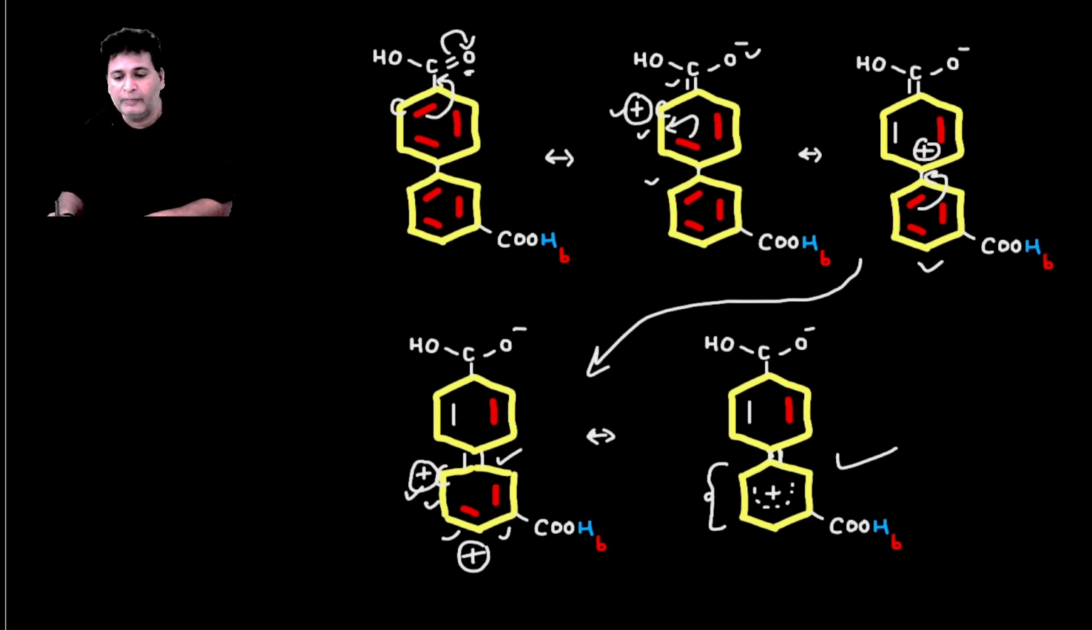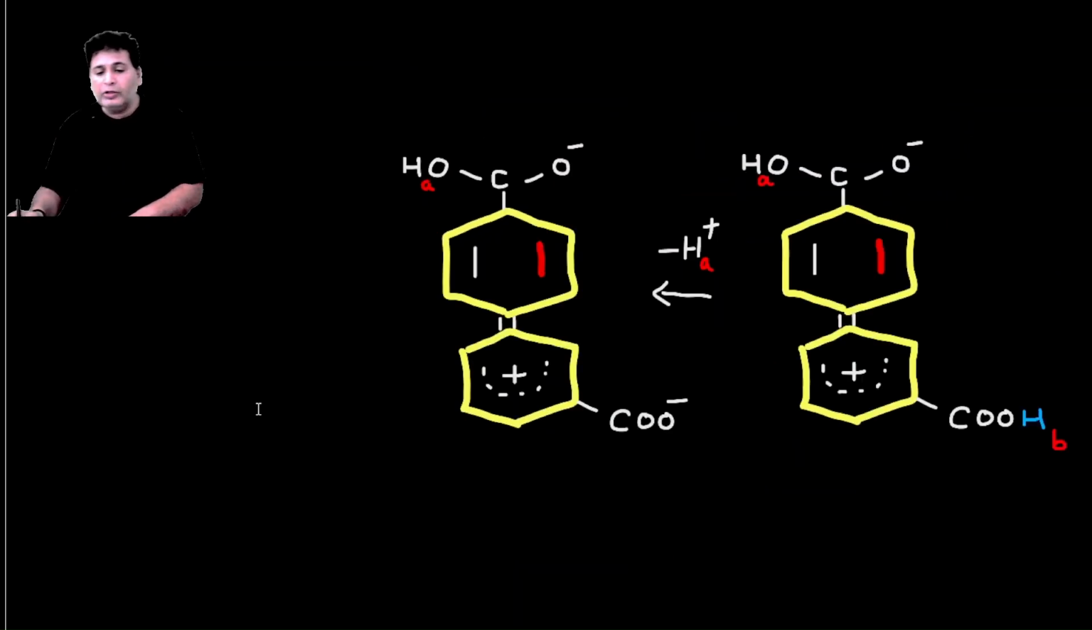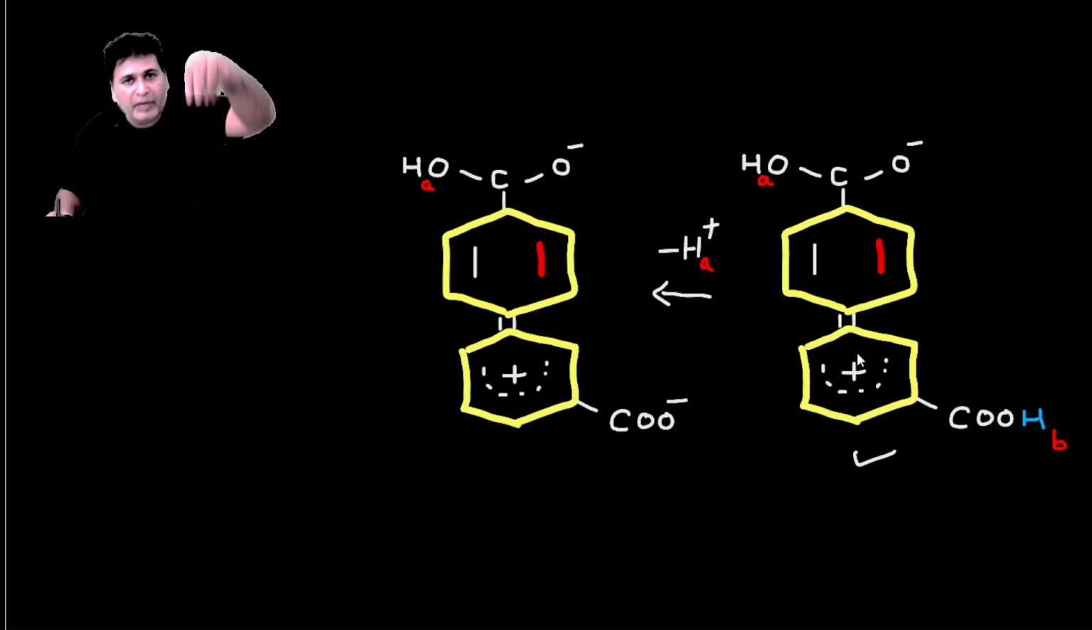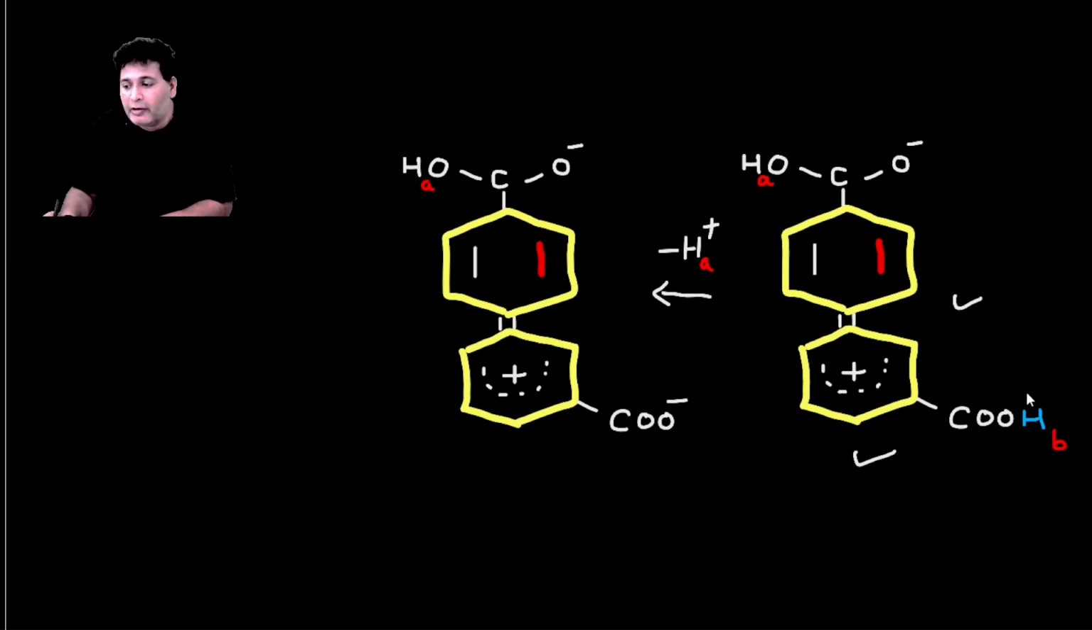Let us try to see in a fresh slide. Now you can see that in the previous slide we got till this structure, where the plus charge came inside the lower ring. Now what I am trying to project is, if you take out this hydrogen number B, if you take out this hydrogen number B, the minus charge comes on this oxygen and a carboxylate ion forms.